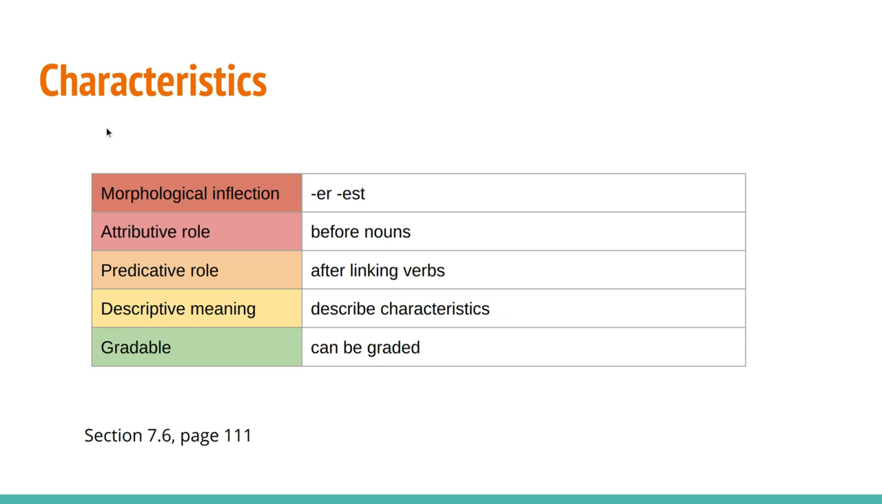Now, characteristics of adjectives. Before we get into these characteristics, adjectives can be either central or peripheral. They're going to be central if they comply with all of these characteristics. Okay? In section 7.6, page 111, you will find the theory for this. Central adjectives are adjectives which have all of these characteristics.